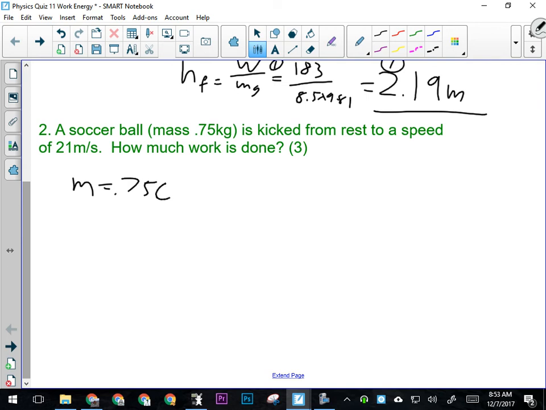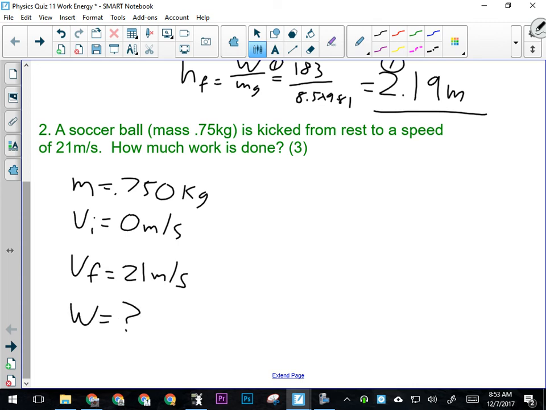Okay, so number 2, I got a soccer ball that has a mass of 0.75 kilograms, which seems kind of heavy for a soccer ball, but we'll go with that. And it's kicked from rest to a speed of 21 meters per second. How much work is done? So 1 mark for that. That's their givens. And you know what? We're actually going to say that this is out of 4, same as the first one.